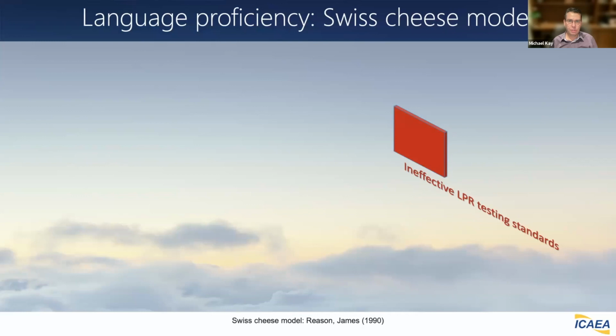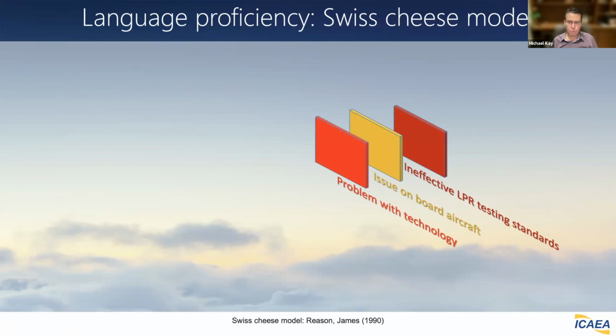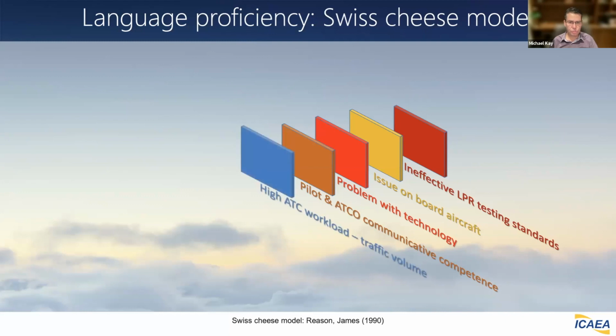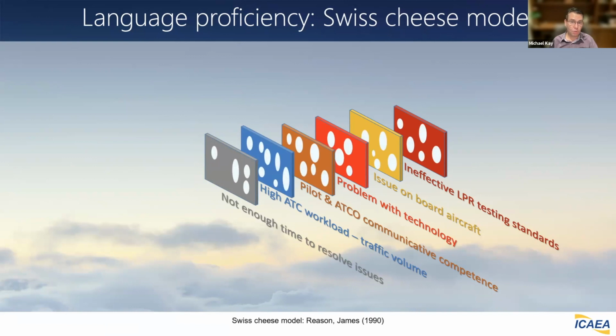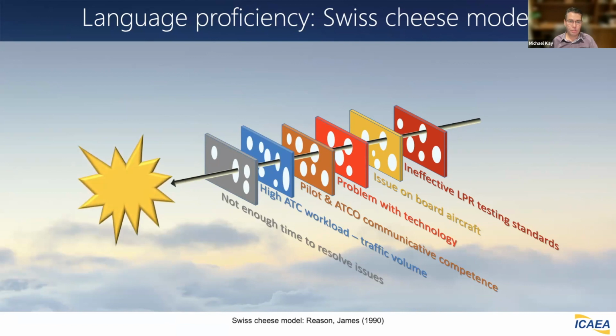And you can see this here in the, I don't know if you're familiar with the Swiss cheese model, something that was introduced in the early 1990s, particularly around aviation accidents. But I'm going to put the language proficiency into the Swiss cheese model. So we've got ineffective testing standards. Then we'd maybe have that issue on board that I mentioned. And then that's also compounded by a possible problem with technology. Remember, the aircraft have a lot of redundancy and backup systems. If two things fail, we've got an issue. Then we put in pilot and controller communication issues, high workload, a lot of traffic, not enough time to resolve those issues, again, because of communicative issues. If the Swiss cheese model plays out and those holes line up, indeed, we've got an issue with a possible incident or even an accident happening.